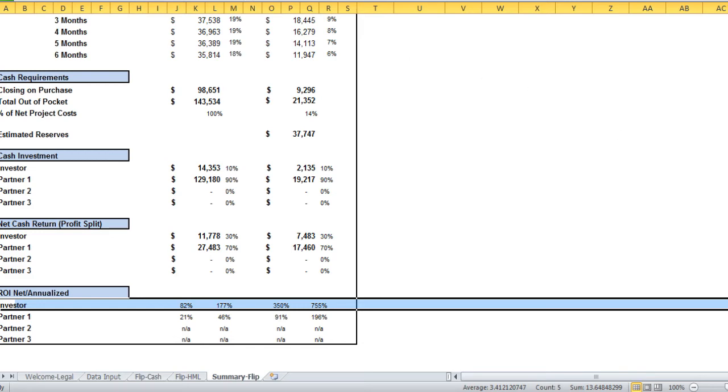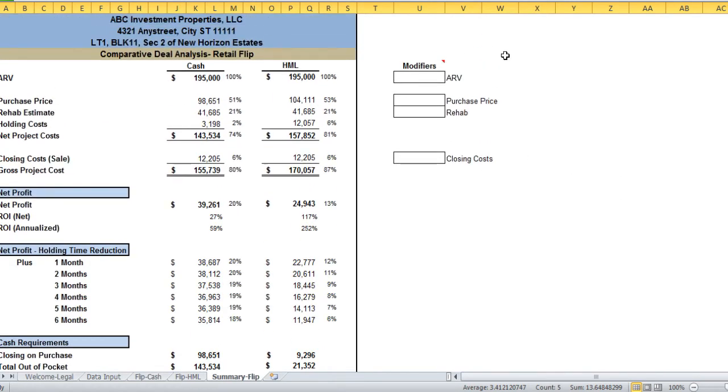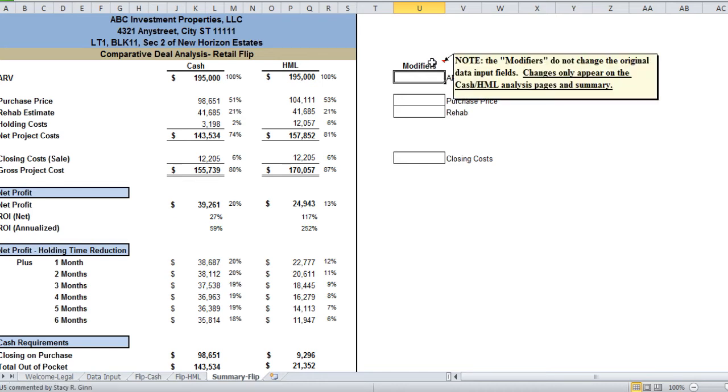Now let's go back up to the top of the page and look at a feature that we haven't covered yet. This would be the modifier fields to the right of the main page. These modifiers allow you to quickly change a few key parameters of the deal to see how it impacts the evaluation. You will see in the comment here that the changes you make will affect the summary page and the detail page, but it does not change the main data input page.